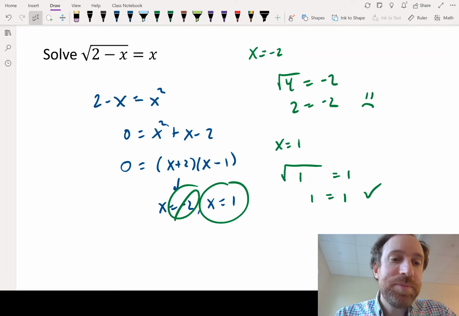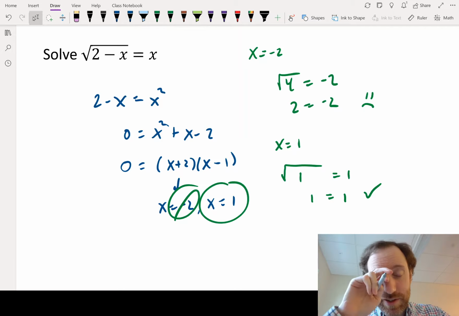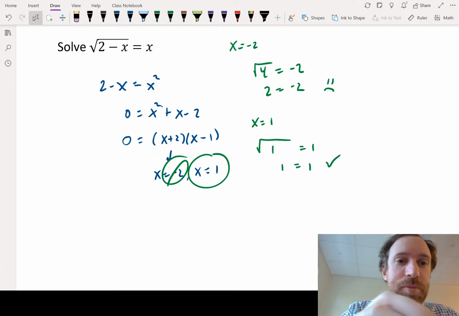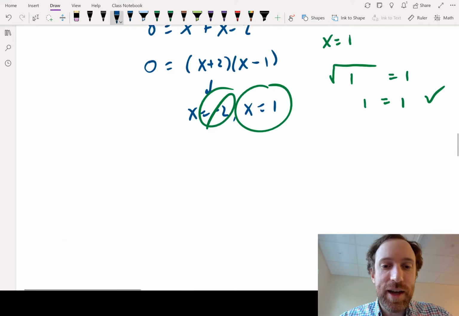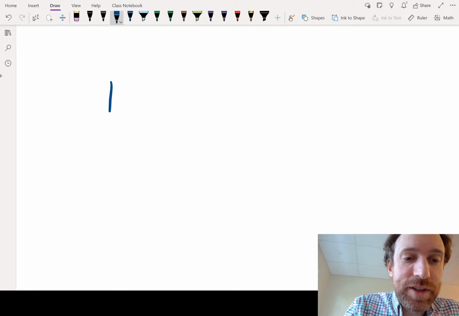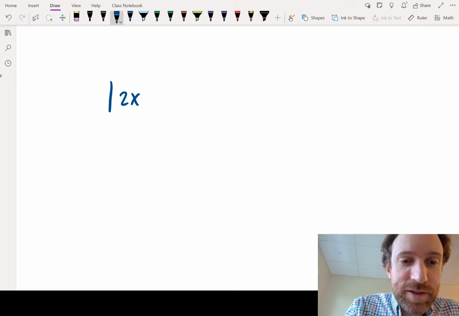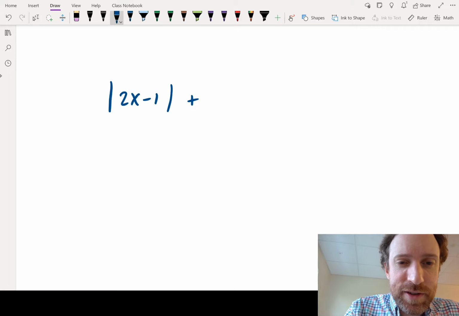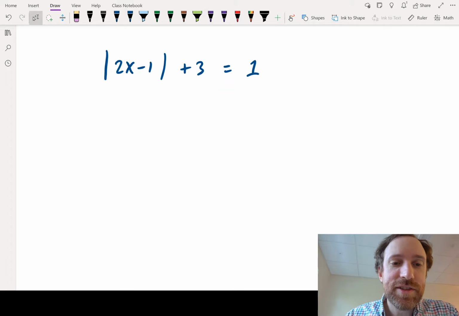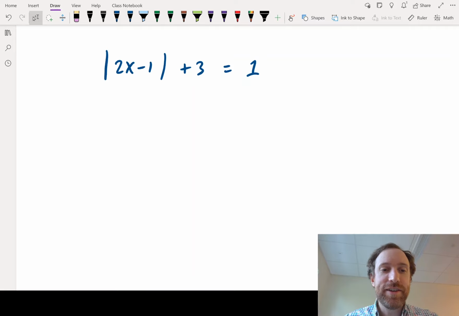It is possible to solve an equation and get no solutions. That is certainly possible. A good example of that would be if we were to solve an absolute value equation. Consider the absolute value equation, absolute value of 2x minus 1 plus 3 equals 1. We've talked about how to solve absolute value equations before. Go ahead and pause and give this one a try.